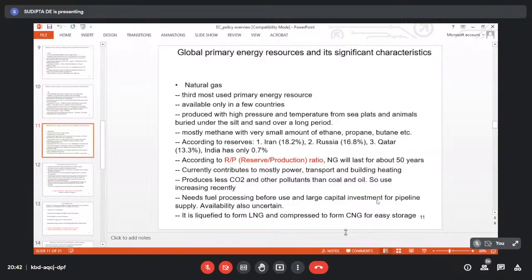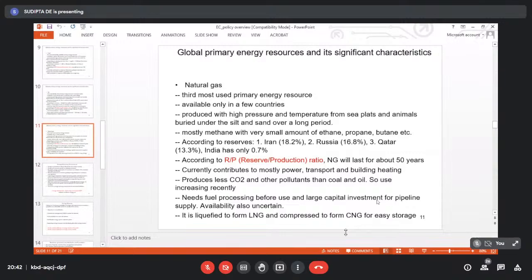Undoubtedly with respect to coal, natural gas is preferred, because natural gas now has substantial use in the power sector, and the switching over from coal-based power plants to natural gas-based power plants is also driven by the climate change problem, because less CO2 is added for the same power if you can convert a coal-based power plant to a natural gas-based power plant.